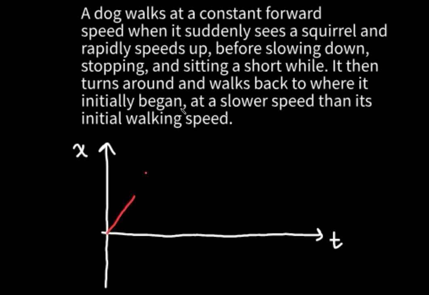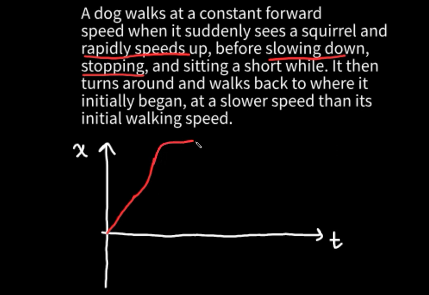Then the dog suddenly sees a squirrel and rapidly speeds up. That means we have an acceleration, and that means we have to have a period of upward curvature on our position versus time graph. And then the dog eventually slows down and stops. So that means we have a period of downward curvature because the dog is going to slow down.